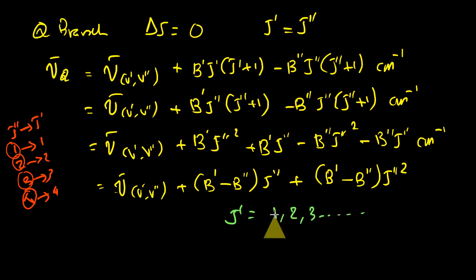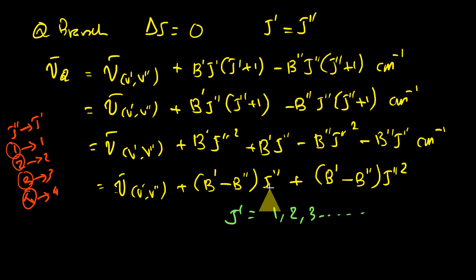Okay. So corresponding to these 1, 2, 3 values of J double prime, we will get a series of lines. And those series of lines will appear in the Q branch. But we will look at B prime minus B double prime. That is a negative value. Isn't it? B prime minus B double prime is a negative value. B prime minus B double prime is a negative value here also.